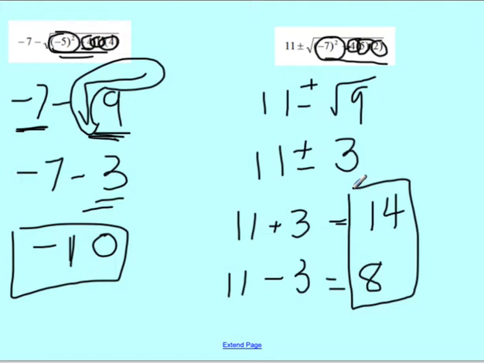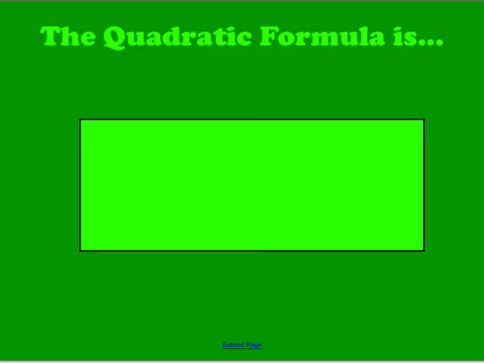Now all of this is leading up to solving things using the quadratic formula. So here is the quadratic formula.